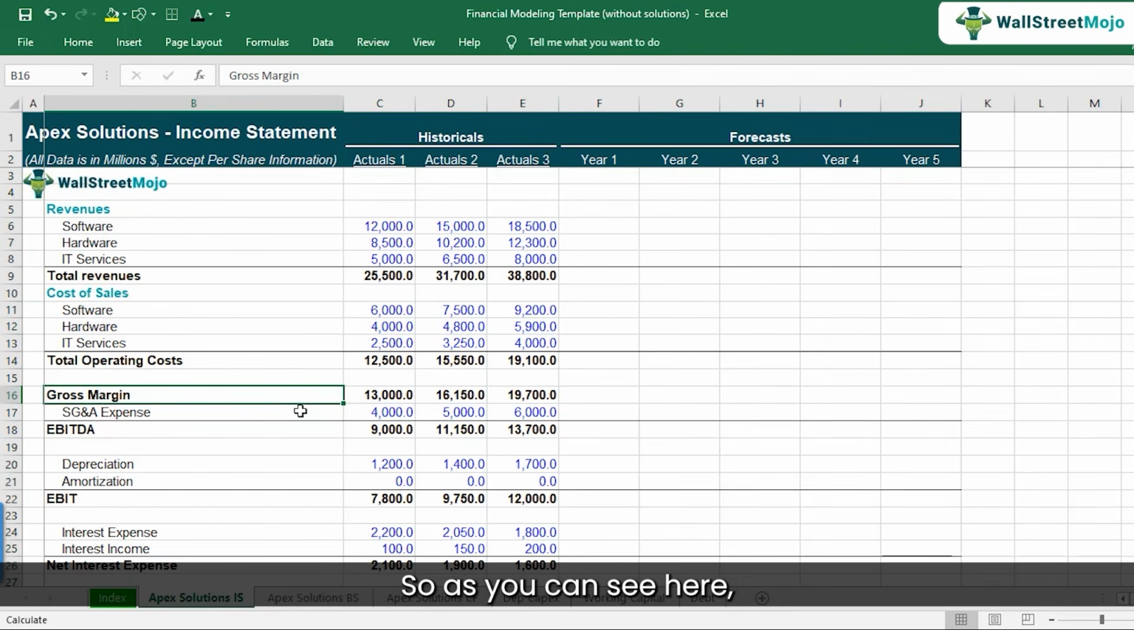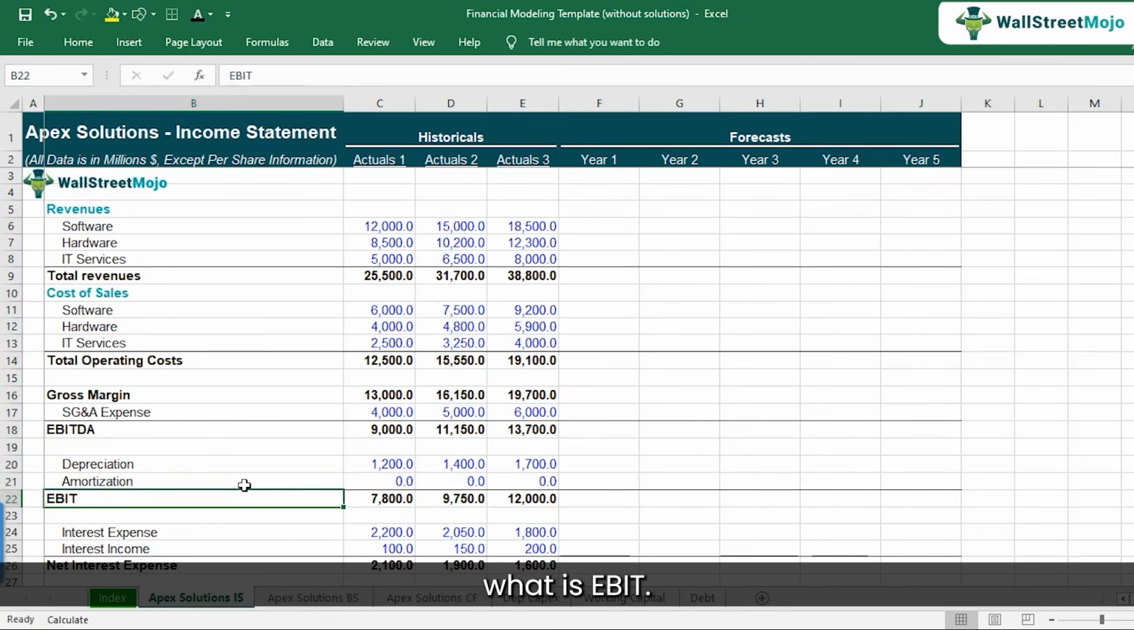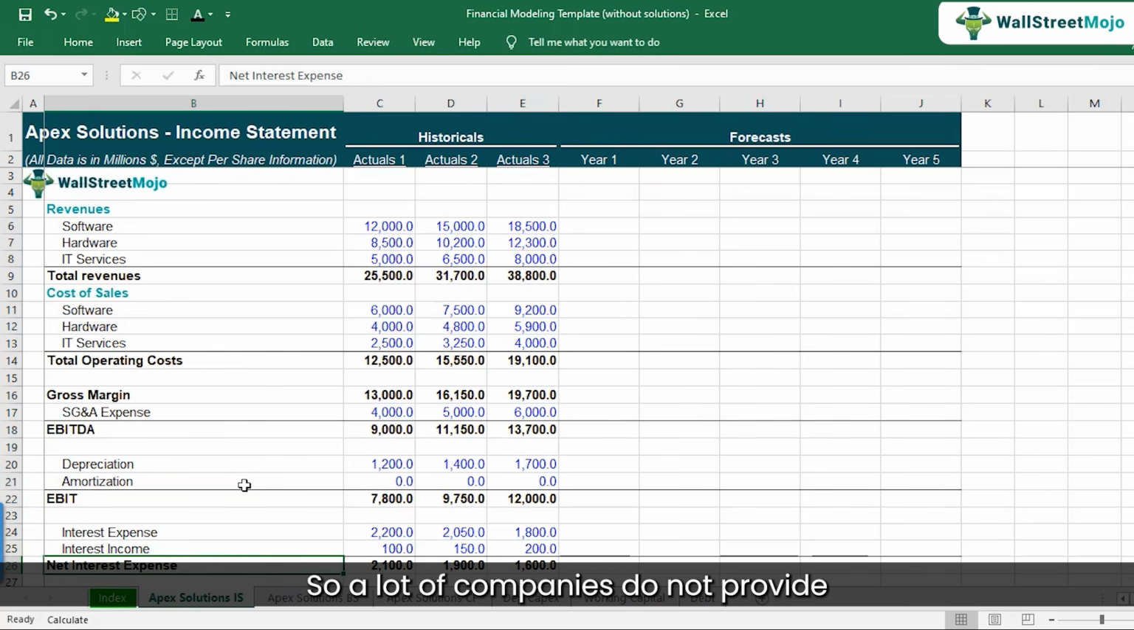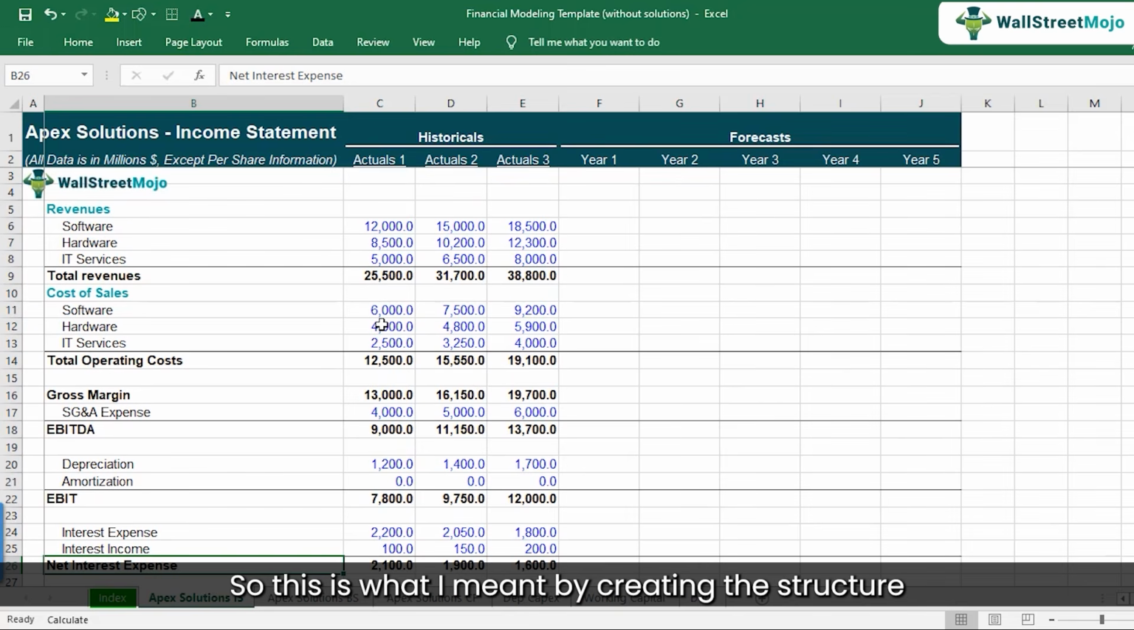So as you can see here, the format is analyst friendly format, which means that if you want to analyze this company, right? So you would like to understand what are the gross margins, what is earnings before interest, taxes, depreciation, and amortization, what is EBIT. So a lot of companies do not provide a very systematic representation of the income statement. So here we have that systematic structure in place, right? So this is what I meant by creating the structure for your financial model.